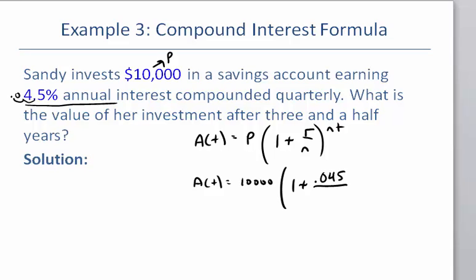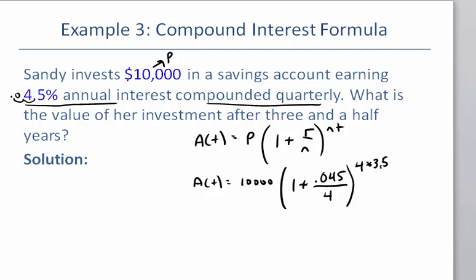So 0.045 over n, and n is the number of times the interest compounds a year. So we're told that interest compounds quarterly. So how many quarters are there in a year? There are 4. So n is going to be 4. And our time is 3.5 years. So we'll put in 3.5.